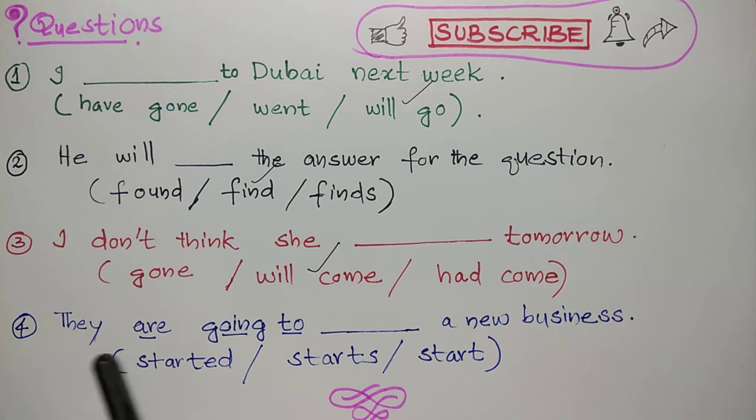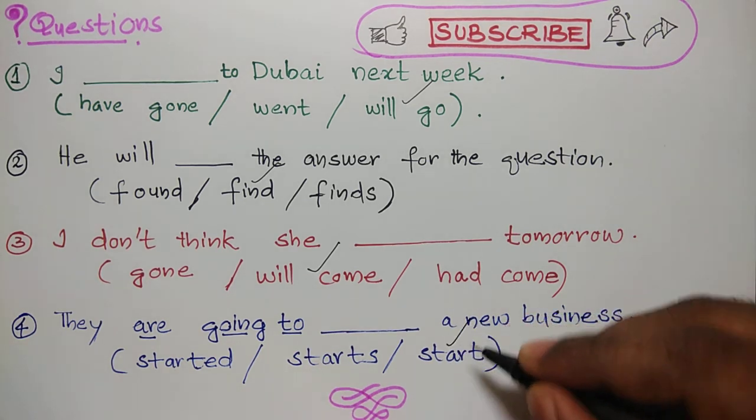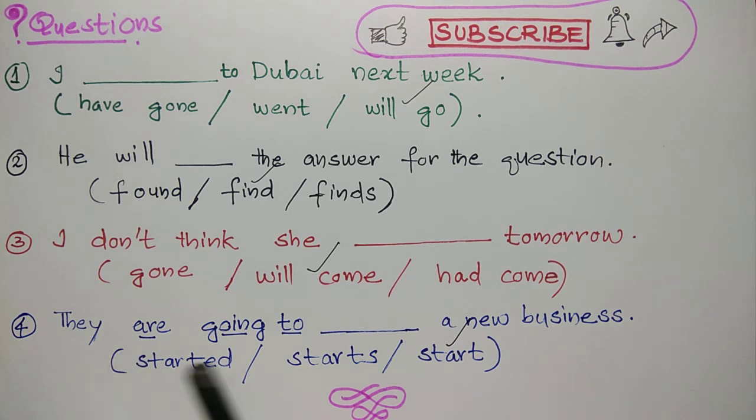Fourth one, they are going to dash a new business. Again, "are going to" is also a future action. So it is followed by V1 form of the verb. Options are started, starts, start. But the V1 form, start, is the right answer. They are going to start a new business.